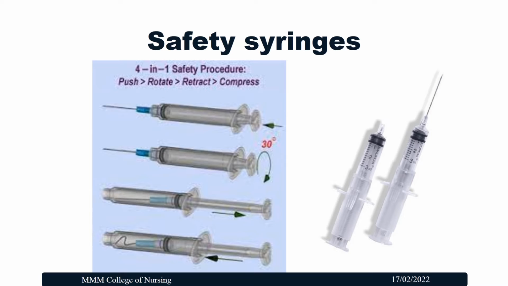In retractable needles, there are 4 steps to handle it. After giving the injection, we have to push the plunger and rotate it 30 degrees, retract the plunger or pull it backwards, and once the needle has gone in, again we have to push it. That will help to compress the needle, so that the person will be protected from needle stick injuries.